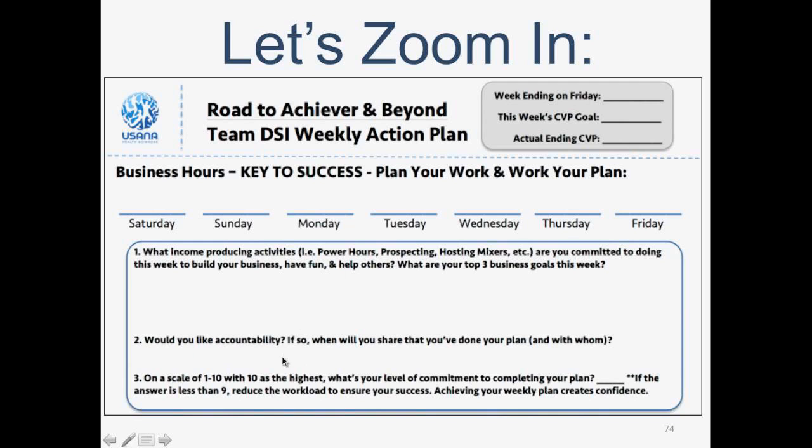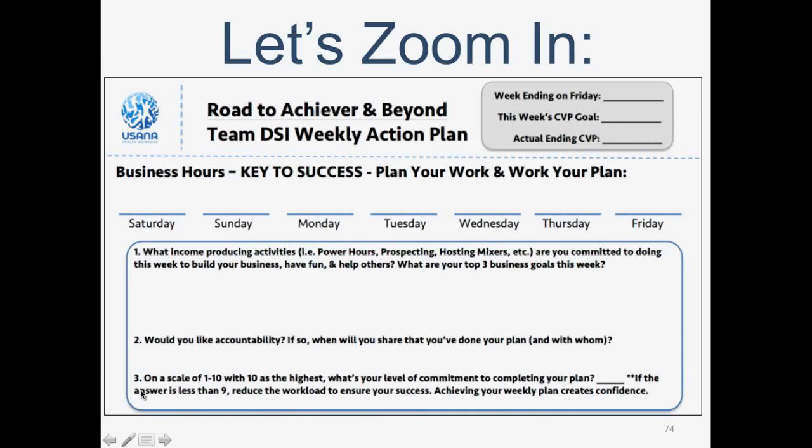Number 2, would you like accountability? If so, when will you share that you've done your plan and with whom? Number 2 is the most important question of the entire weekly action plan because without accountability, this is just a conversation. So accountability really makes a difference to your success. So I encourage you to step into accountability, find an accountability partner so that you can say, yes, I completed my plan.